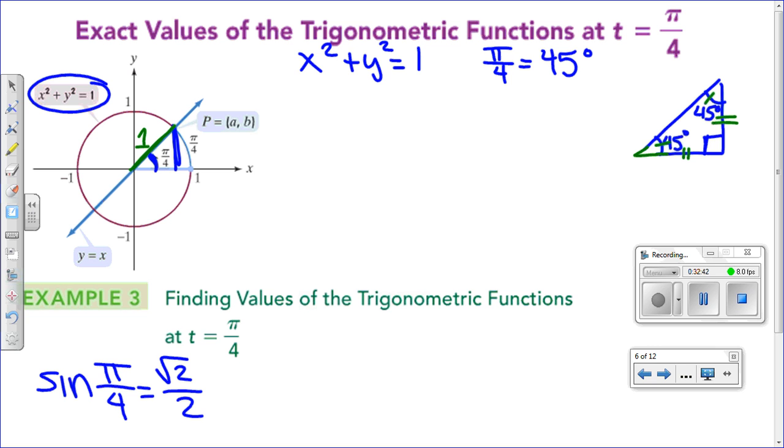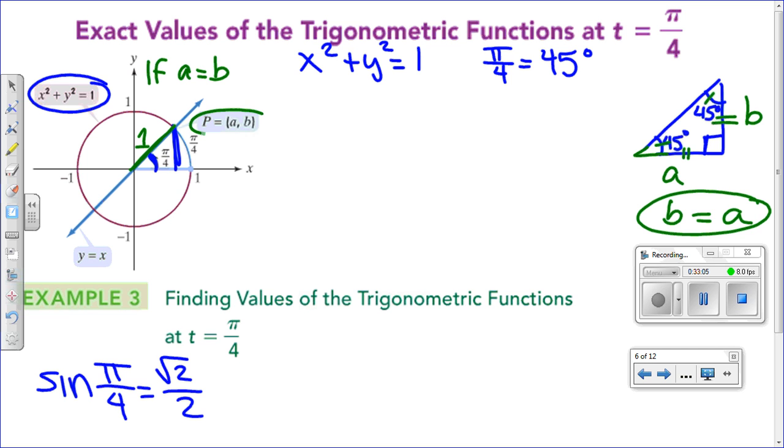Now, if I want to call this side A, and I want to call this one B, isn't it true that this side is equal to this side? So I can say that B equals A. Are we comfortable with that? Two sides are equal. So then if A equals B, this point here is actually just A comma A, because it's the same number as B.